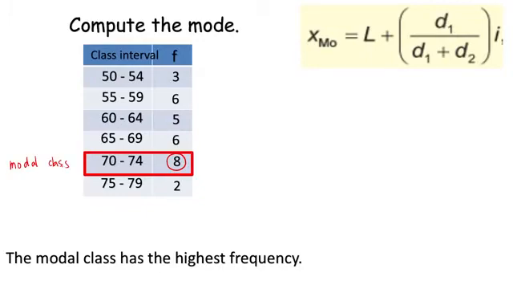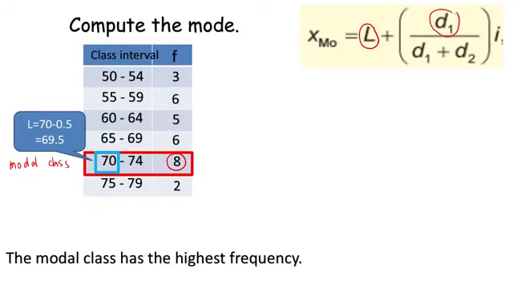Next, let us now determine L. 69.5. How did you get 69.5? Subtract 0.5, sir. So 70, correct? 70 minus 0.5, that will be 69.5. What about D sub 1? 2, sir. How did you get 2? 8 minus 6. Okay. 8 and 6, you subtract that. That will give us 2.